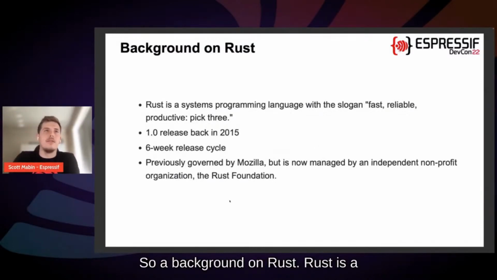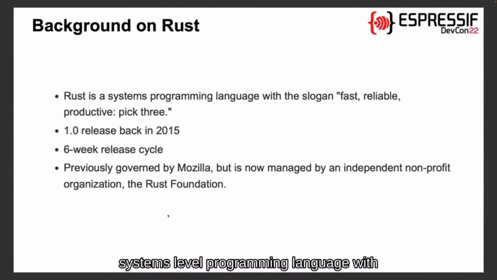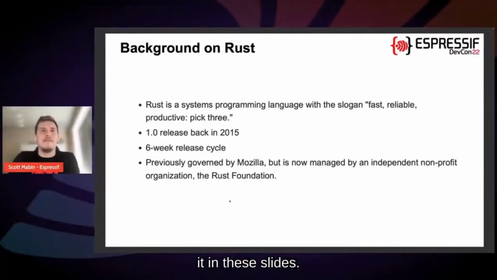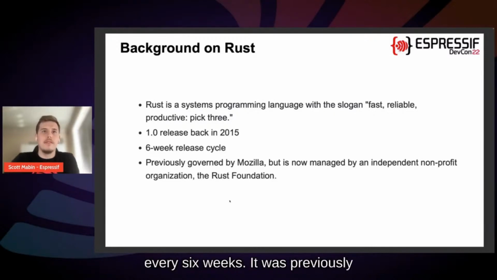So a background on Rust. Rust is a systems level programming language with the slogan fast, reliable, productive, pick 3. They actually sunsetted this slogan, but I like it too much, so I keep it in these slides. The 1.0 release was back in 2015, so it's relatively young, and it has a fairly rapid release cycle of once every 6 weeks. It was previously governed by Mozilla, but since about 2 years ago, it's been transitioned to the Rust Foundation.